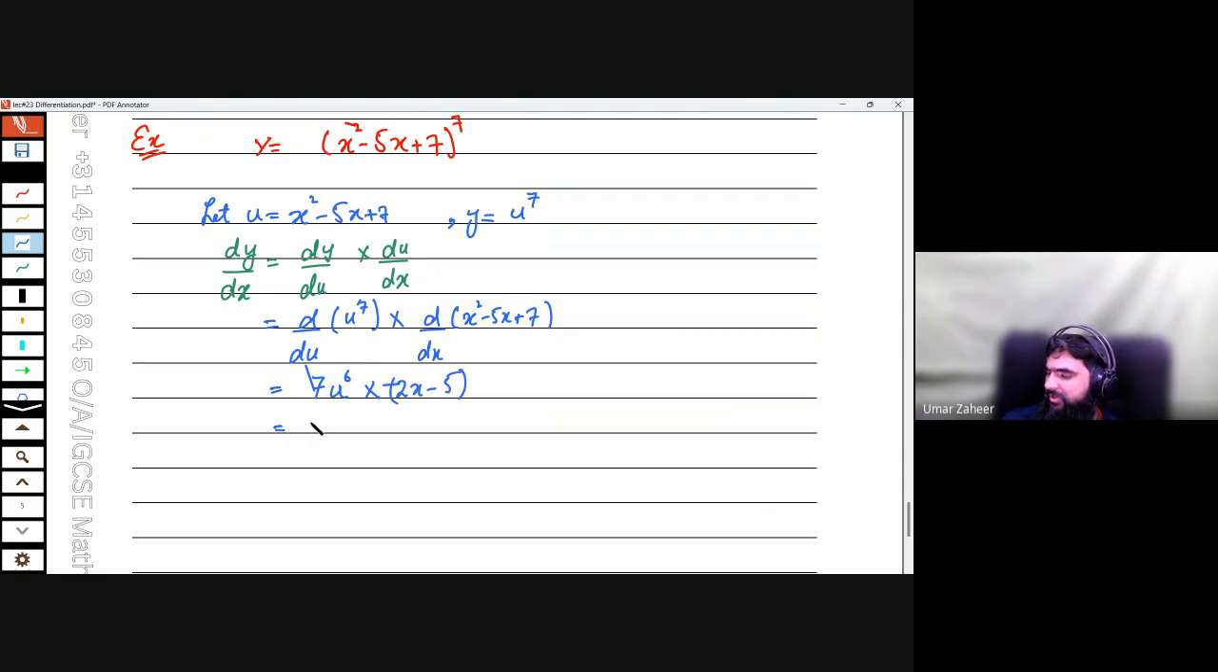Now substitute the value. The value of u, we know that it is x squared minus 5x plus 7, raised to power 6, times 2x minus 5. We cannot simplify more. So that would be our final answer. Is it clear? Okay, sir.